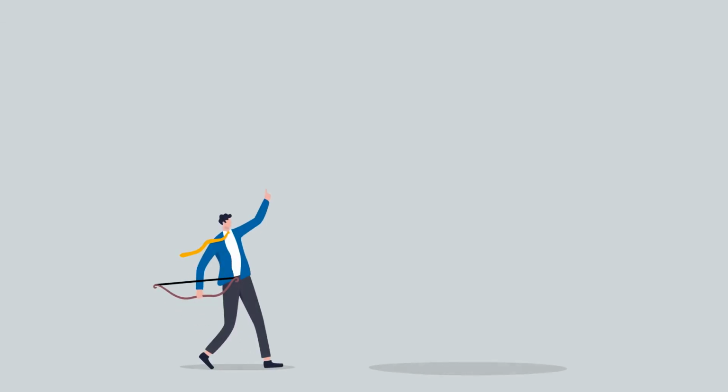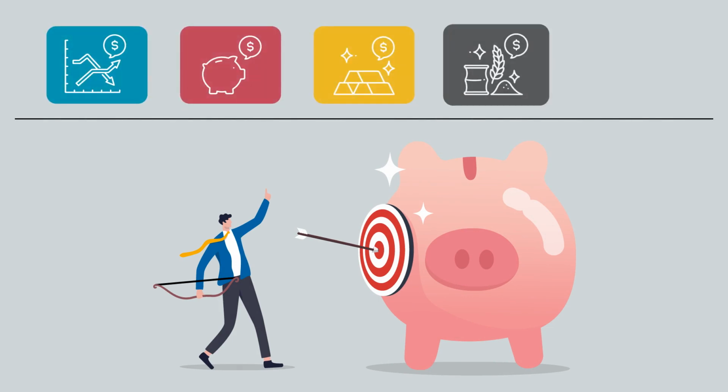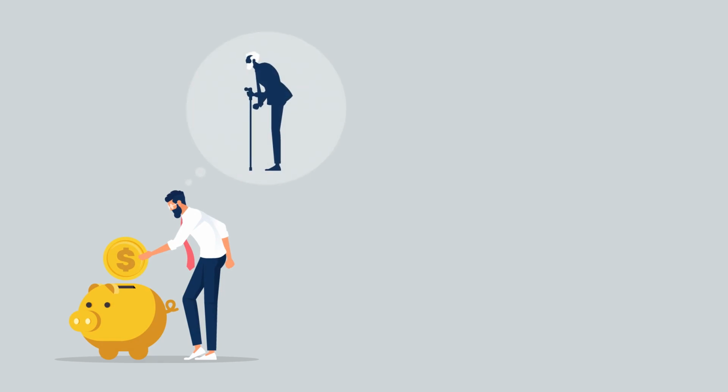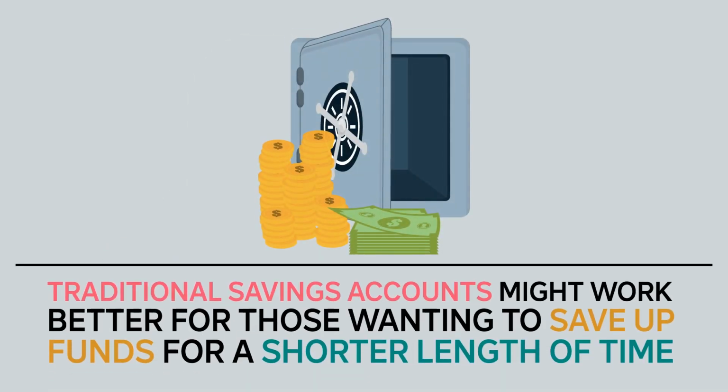In addition to setting forth a savings target, you also want to think about where you want your reserve cash to live and hopefully grow. If you want to save up for retirement, a retirement account or an IRA might make sense, whereas a traditional savings account might work better for those wanting to save up funds for a shorter length of time.